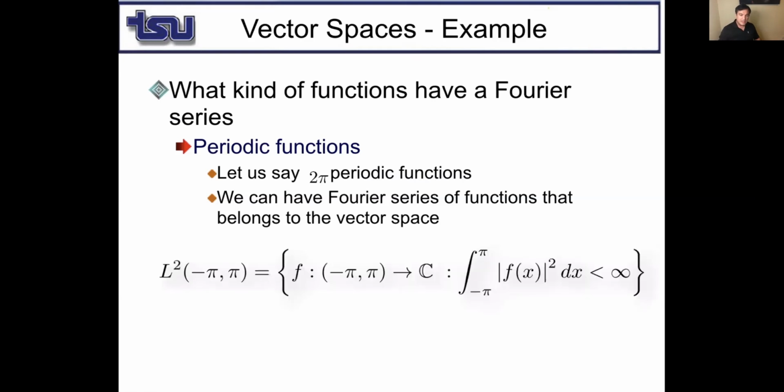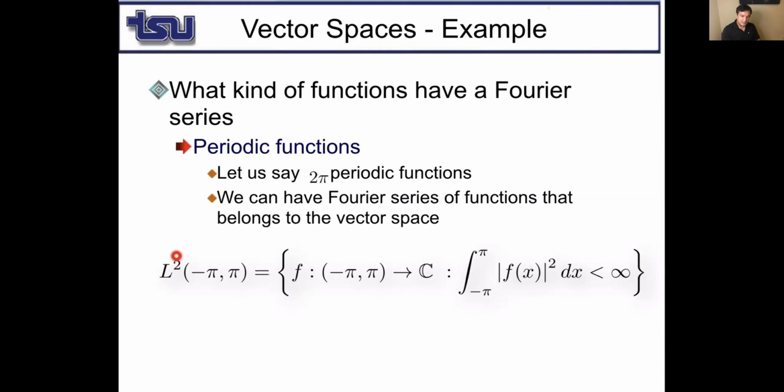For example, if the period is 2 pi, the L2 space consists of a set of functions whose energy over one period is finite. Again, you can have a periodic function, and you can have well-defined Fourier series coefficients of that function if and only if that function belongs to L2 space.